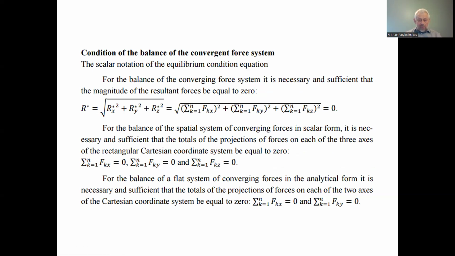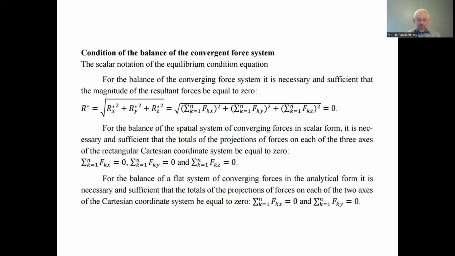Conditional balance of convergent force system. For the balance of the convergent force system, it is necessary and sufficient that the magnitude of the resultant forces be equal to 0. That's because a convergent system of forces does not cause a rotating moment, as all forces intersect in one point. Usually we can coincide it with the reference point of the Cartesian coordinate system.